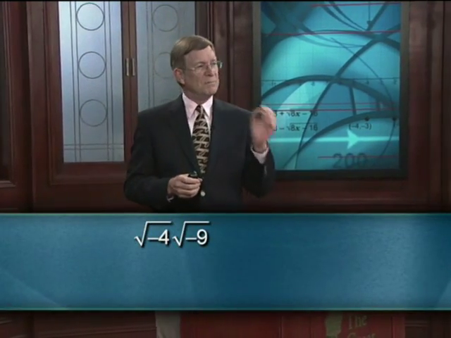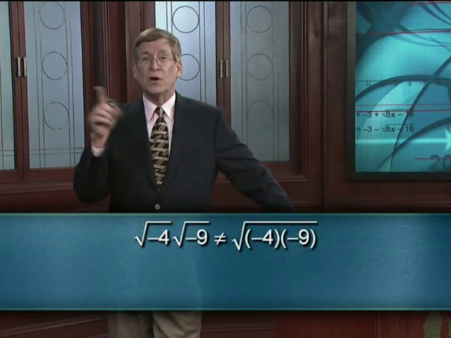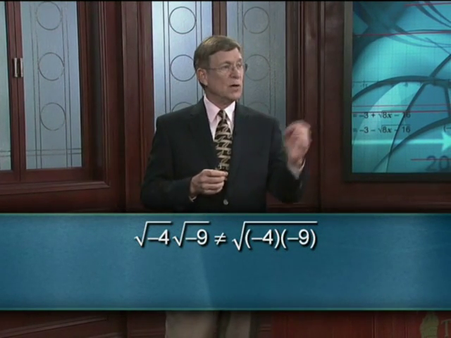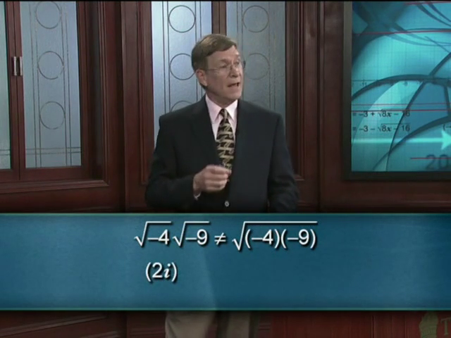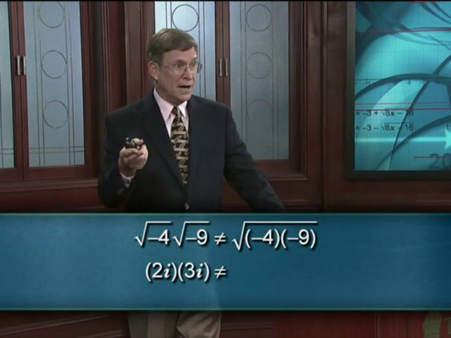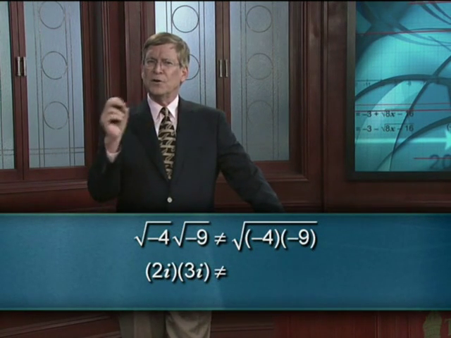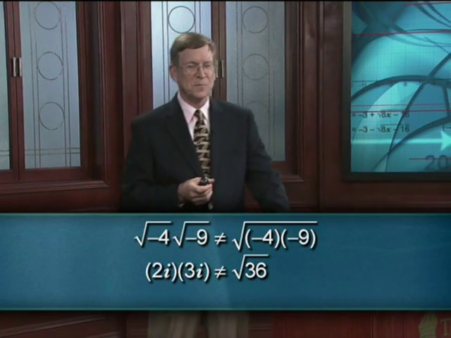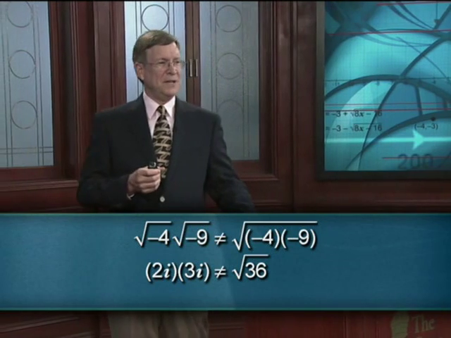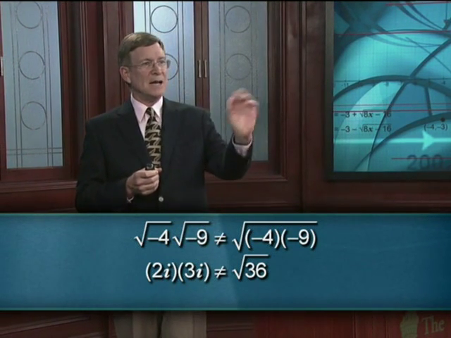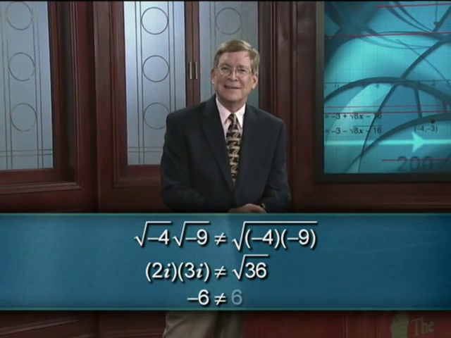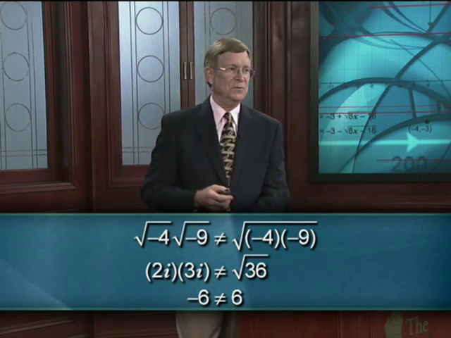Let's look at the square root of -4 times the square root of -9, and I'll show that's not equal to the square root of the product -4 times -9. So the left-hand side, the square root of -4 is 2i, and the square root of -9 is 3i. But what about the other side? Well, -4 times -9 is 36. So the right-hand side is square root of 36. Okay, what's the left-hand side? 2 times 3 is 6. i times i is -1. The left-hand side is -6, but the square root of 36 is 6, so they aren't equal to each other.